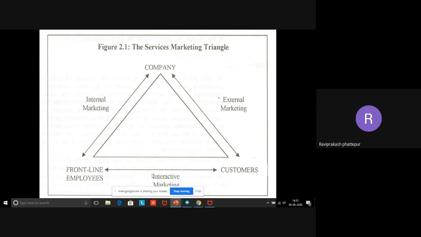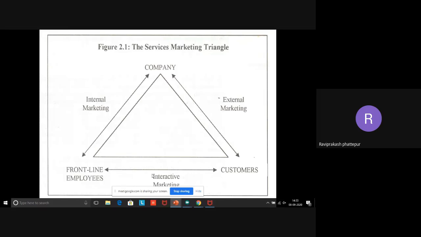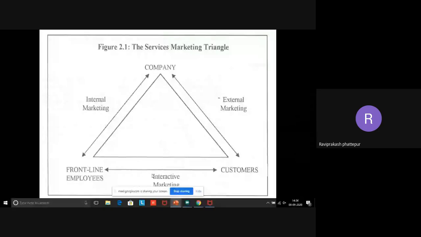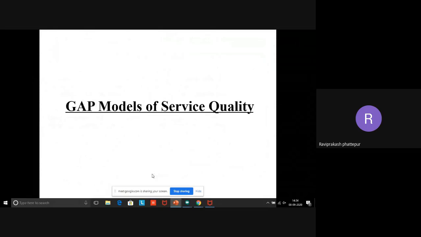So that means in your head you have the perception that you are speaking to the company. As a customer, you feel you are having an interaction with the company, and the employee feels they are having an interaction with the customers. Things that you need to be very careful about are the company, frontline employees, customers, internal marketing, external marketing, and interactive marketing. So next, moving to gap models of service quality.